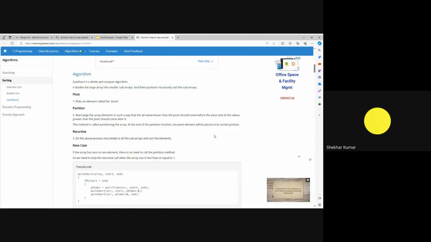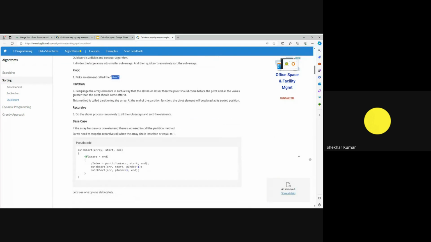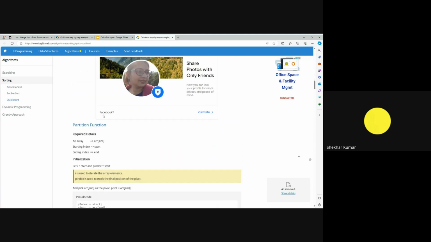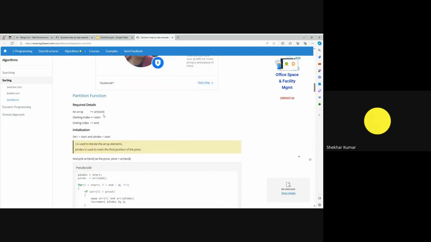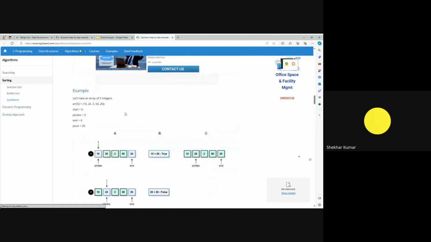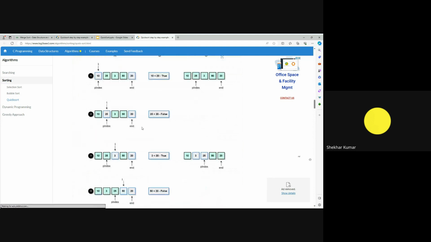Now you can see that it is a divide and conquer algorithm. Every time you select an element, that is called your pivot element. Okay. Partition: you arrange the partition on the basis of your pivot value. Now all the values less than the pivot go on the left, and on the right, same case. This is the example. Okay.